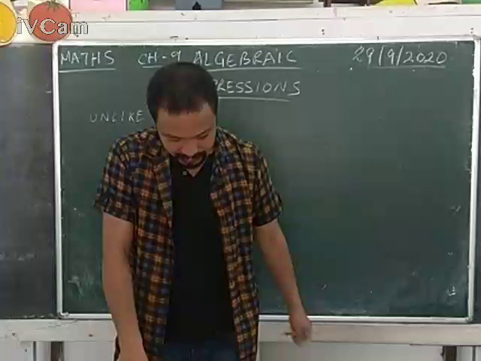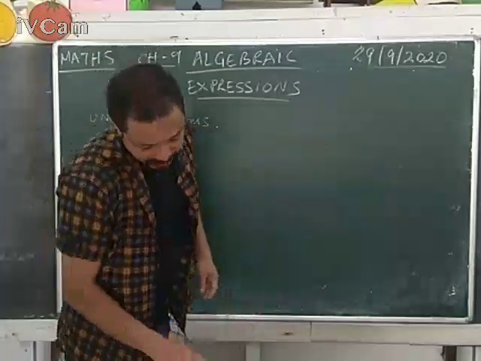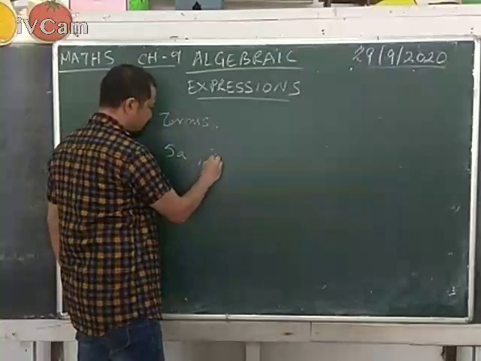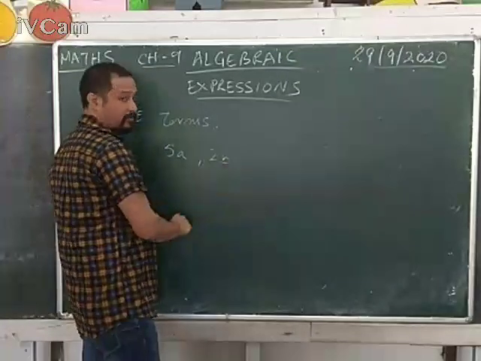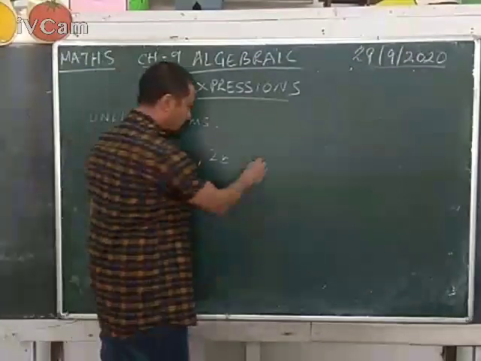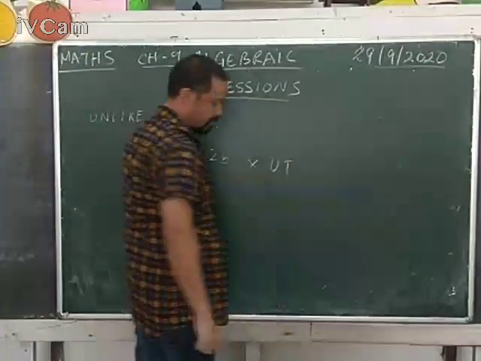Now let me go by the book only. Consider the following examples: 5A and 2B. Numbers are there, that doesn't matter. Literal coefficients, no, doesn't matter. One is A, one is B. Unlike terms. Unlike terms.